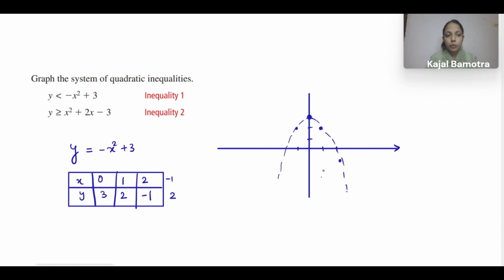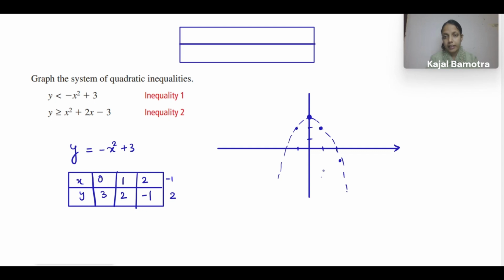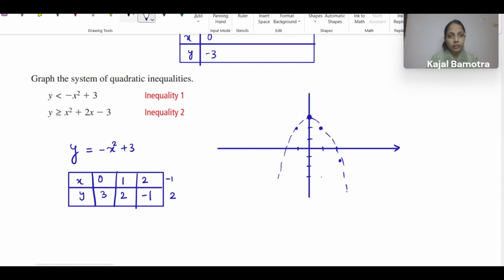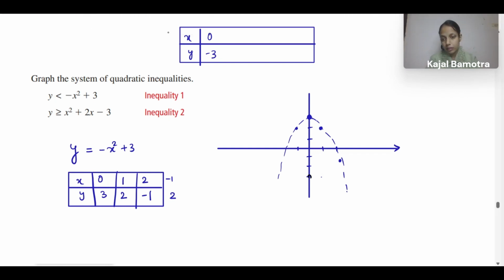In the next, y is greater than or equal to this. I choose a table to find the coordinates. X and y values. X is 0, y is negative 3. Then I choose 1. As I choose 1, it is 0.